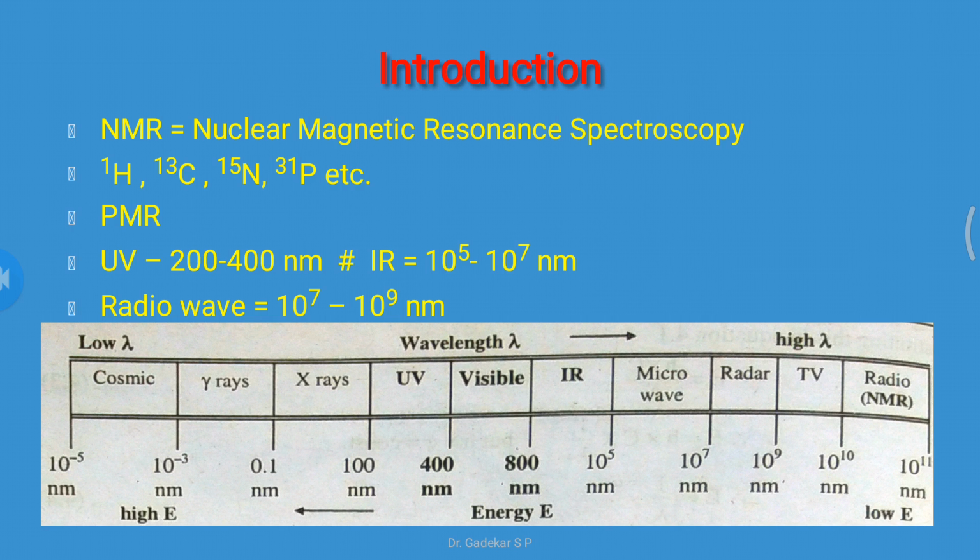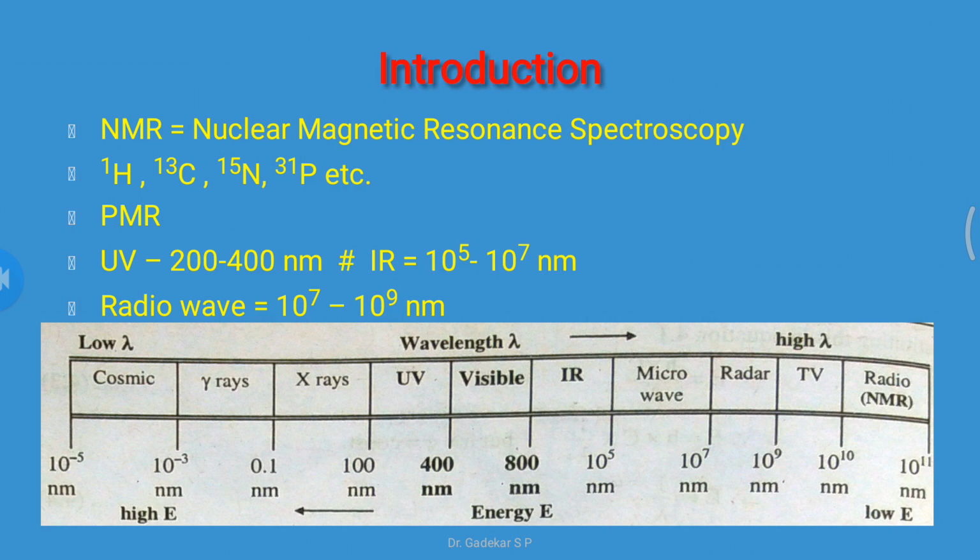In the last few lectures we discussed the introduction of spectroscopy, then IR spectroscopy and UV spectroscopy. These three types of spectroscopy were discussed in the last lectures. First, in UV spectroscopy we discussed the electromagnetic spectrum. What is the electromagnetic spectrum? Different types of electromagnetic radiation are arranged in a pattern, like in this figure: first cosmic rays, then gamma rays, X-rays, UV, visible, IR, microwave, radar, TV, radio. These are the different radiations arranged in sequence.